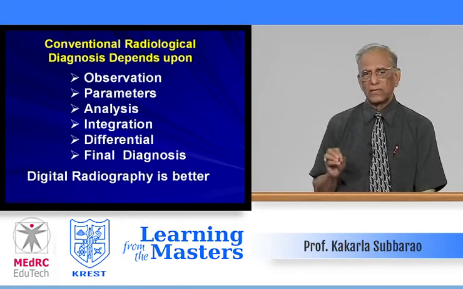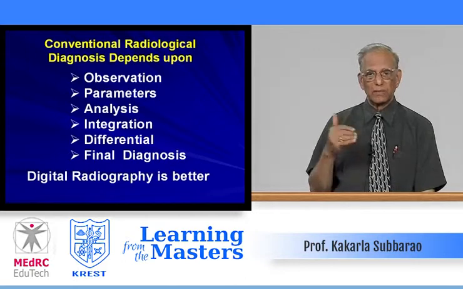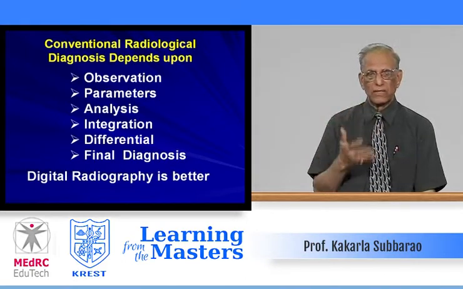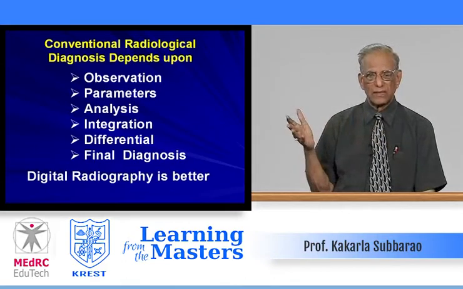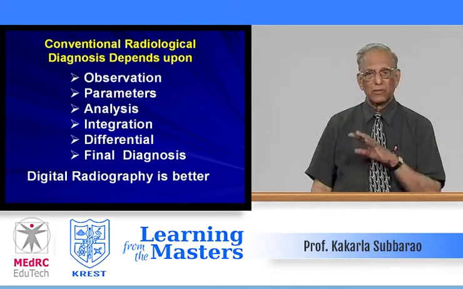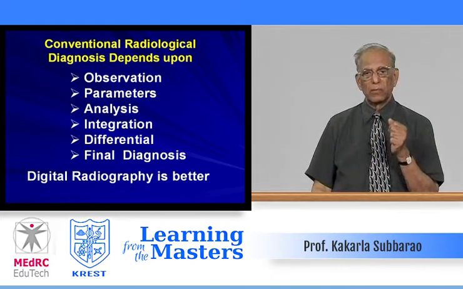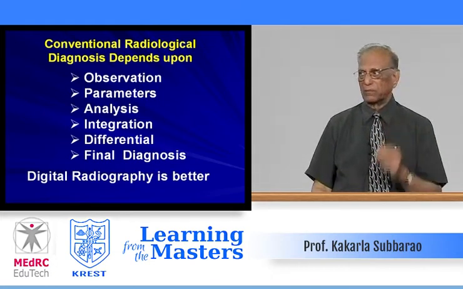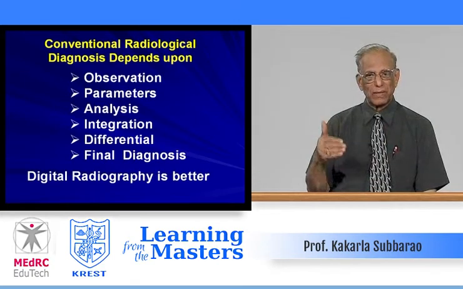In fact, conventional radiological diagnosis depends upon various factors. First of all, observation. And then what are the parameters? Always I teach A, B, C, D, E, S are the parameters that you should look for in a radiograph in order to conclude for the diagnosis of a particular rheumatological disorder. Then analysis of the various parameters.